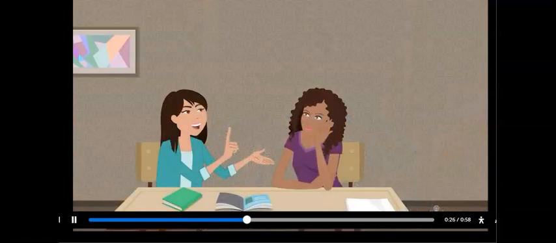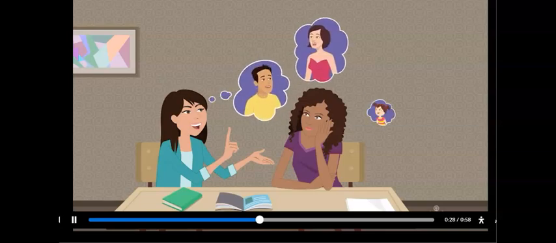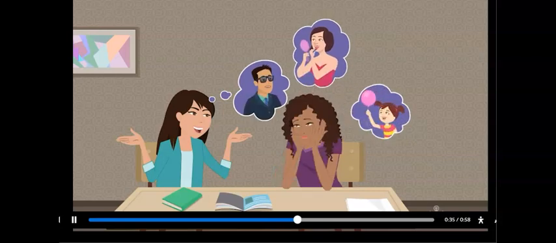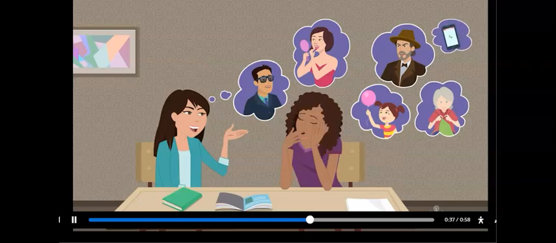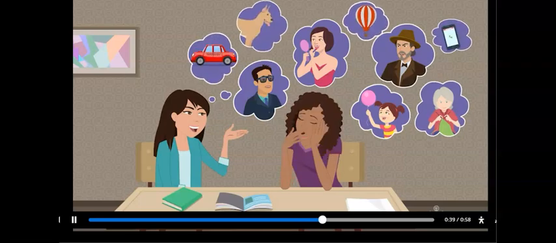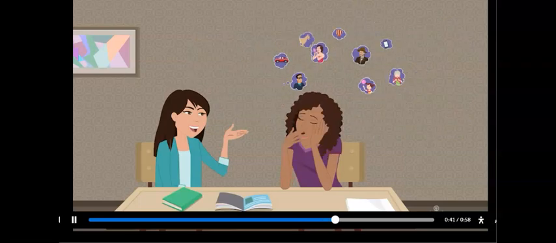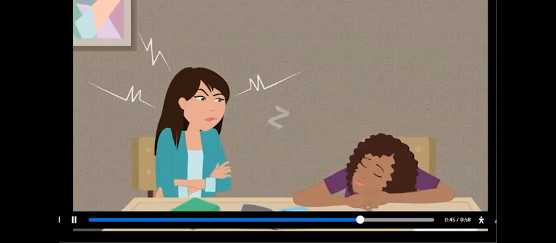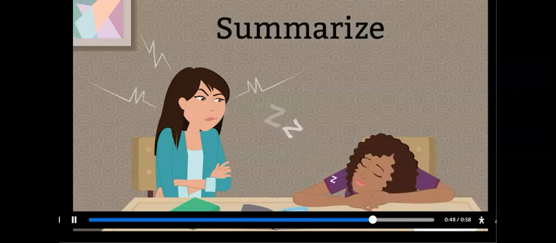Imagine a friend is describing a movie she saw. She's telling you about all the characters. She's describing the plot events in no particular order. Soon, your mind begins to wander. Your friend doesn't understand that she is rambling and using way too many unimportant details. Your friend becomes upset when you lose interest. It would have been better if she had simply summarized the main ideas of the movie.